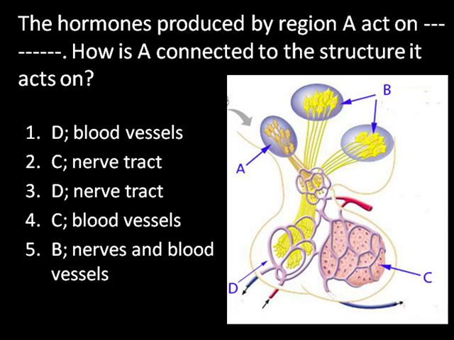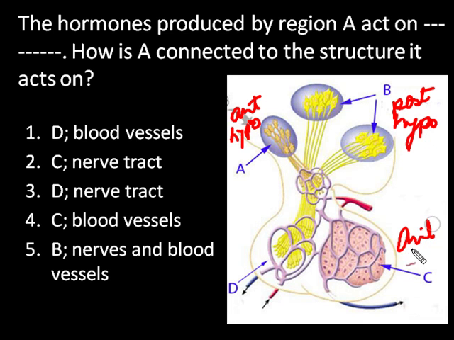So first let's identify the regions. Here, A is the anterior hypothalamus. B is the posterior hypothalamus. C is the anterior pituitary. And D is the posterior pituitary. So it asks you about A. It says the hormones produced by region A act on.